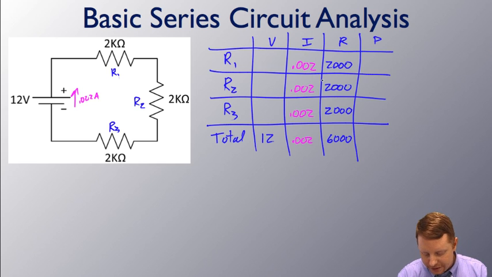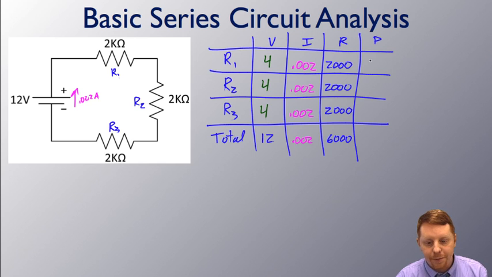Now I know 2 items in all of these rows. I can solve for all of the others. If I know I and R, I can find V using Ohm's law. V equals IR. That's going to be 4 volts, 4 volts, 4 volts. And that makes sense. If we have 12 volts here, negative 12, as we go this direction, we must drop 4 here, drop 4 here, drop 4 here to get back to 0. And the drops should all be the same since we have the same amount of resistance. And they are 4, 4, and 4 to give us our 12.